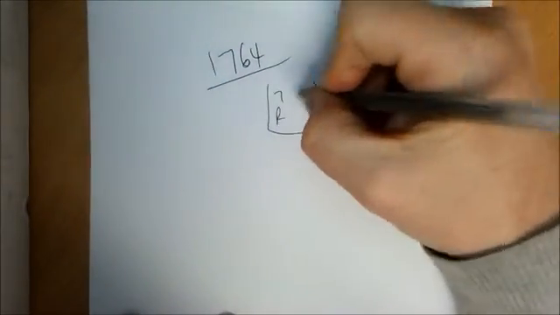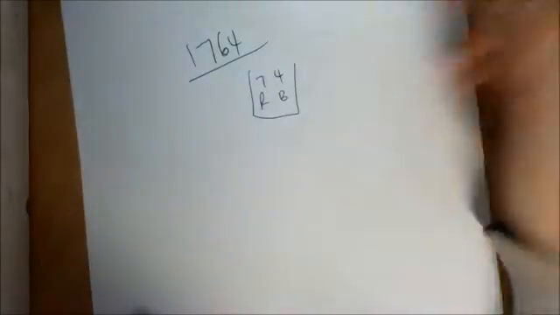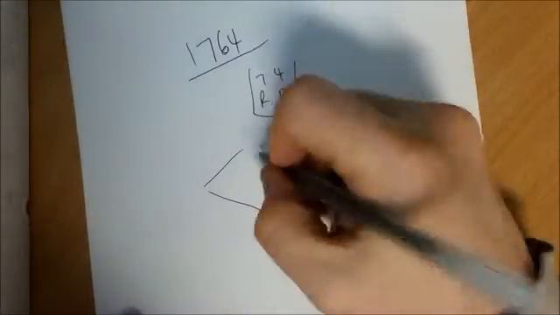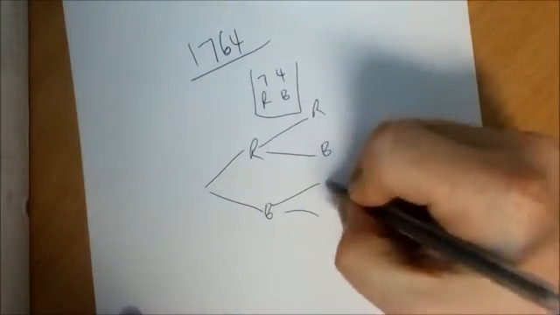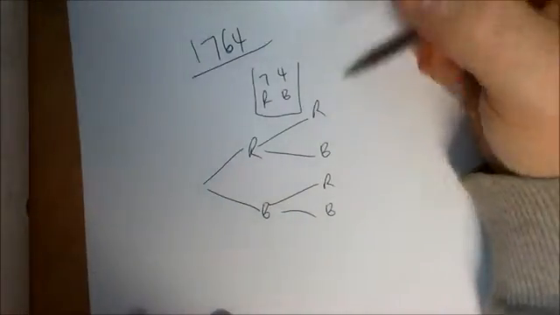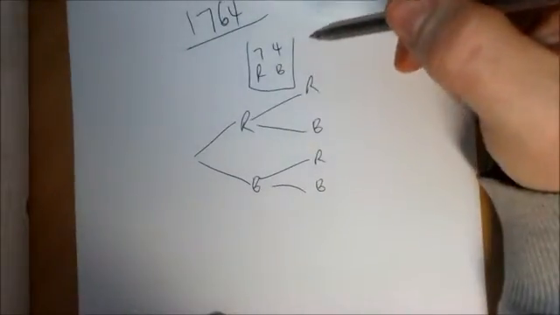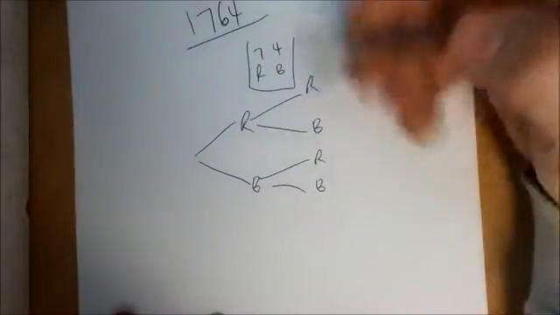Comment 1764 is about a very technical little thing in tree diagrams. If you've got, like, 7 red and 4 blue in a bag and you pull 2 out, then you're supposed to always reduce the numbers between the first stage and the second stage.